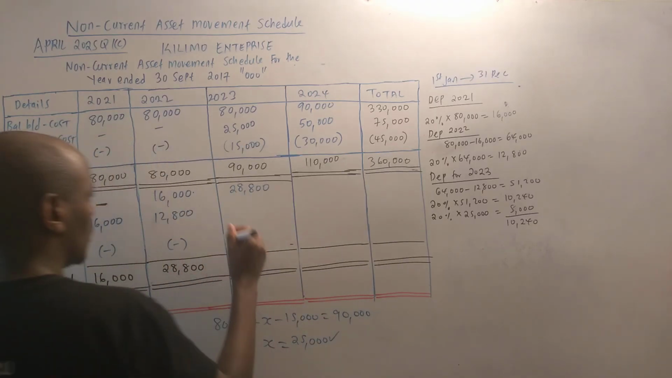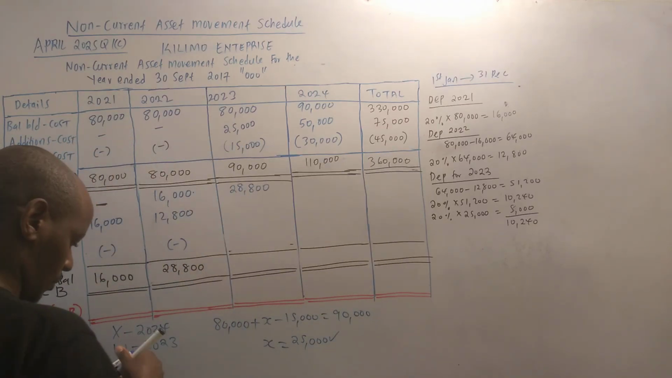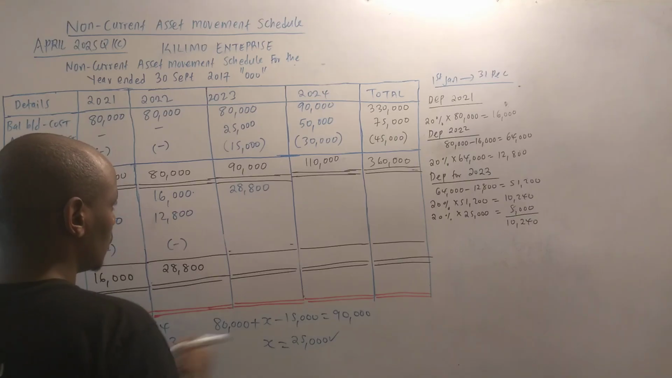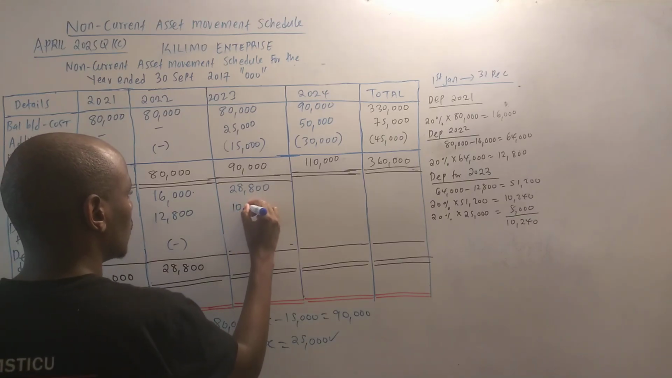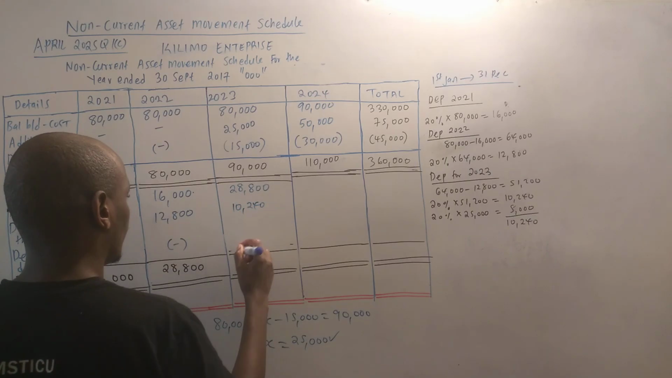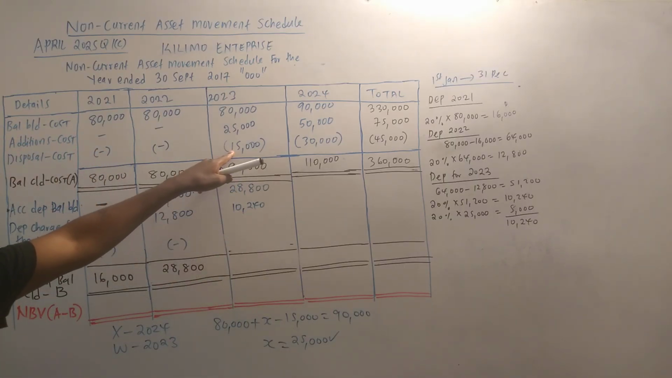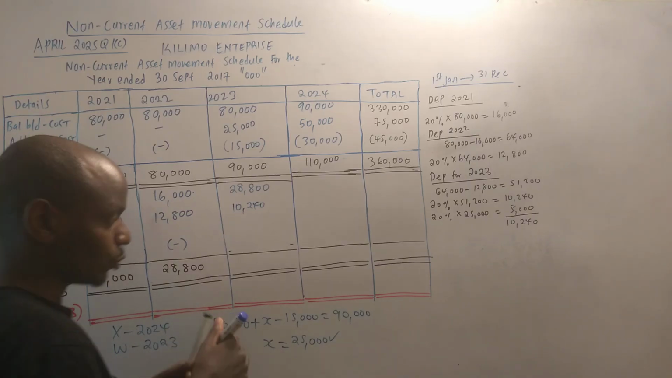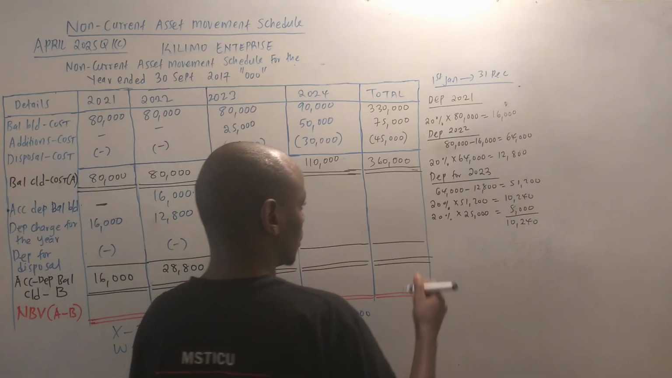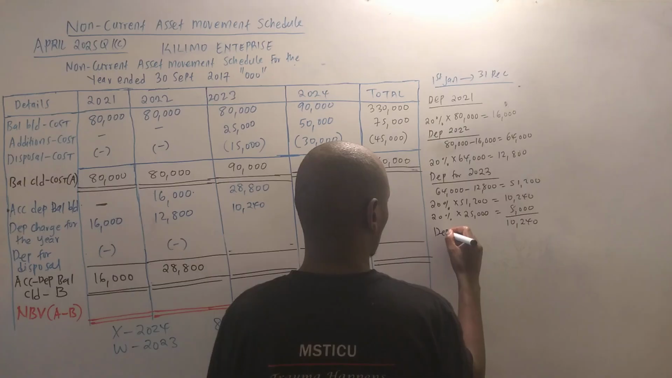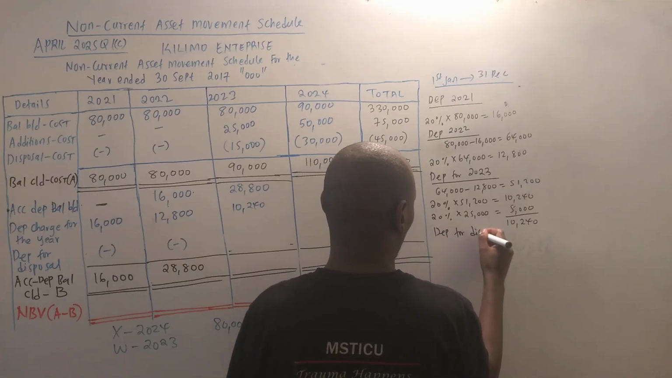So here it is 10,240. Then we also need to calculate depreciation for disposal, because we have a disposal of 15,000. This one we are not supposed to deduct. So for 2023 still, depreciation for disposal.